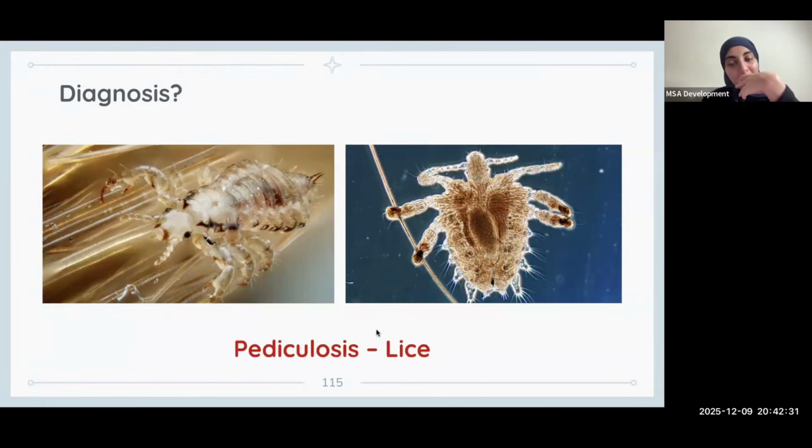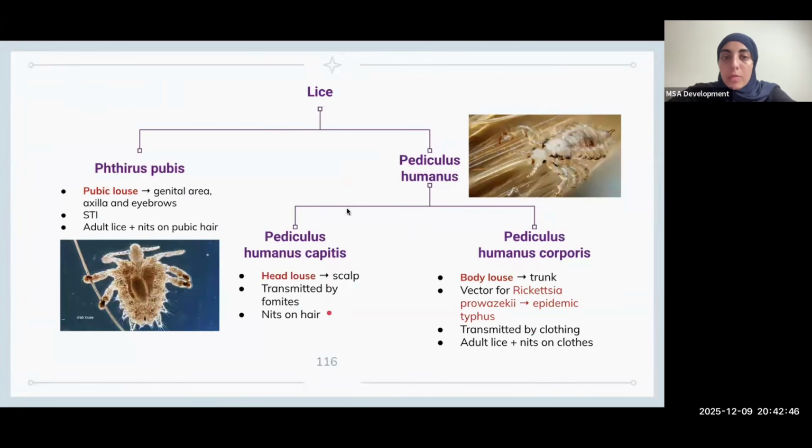This is pediculosis, lice. So we're entering a new entity, and it's actually the last part of today's crash course, inshallah. So this is pediculosis, or lice. Now, what is the difference between this picture and this picture? When we're talking about lice, we can break it down into two groups.